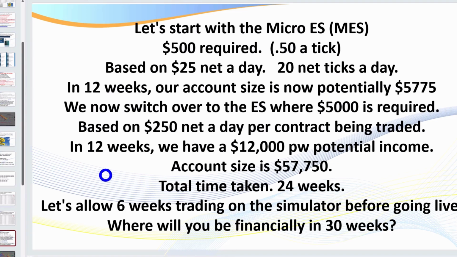Now here, even if you've got $5 or $10 or $20,000, starting this way, you're building a solid foundation, and you go from there. Like here on 25 a day in 12 weeks, account size potentially is up there at nearly 6,000. And legally, traders, I've got to say potentially, I can't control the sort of trading you do. You now switch over, and where 5,000 is required, another 12 weeks. So that total time taken is 24 weeks.